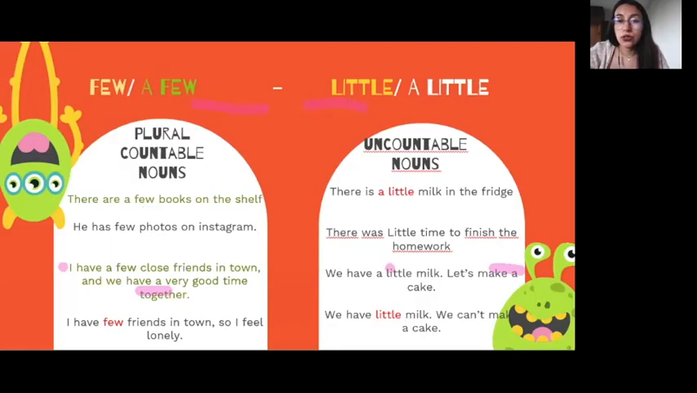The last two quantifiers, los últimos dos cuantificadores. It's few and a little. Few, a few, little, a little. So these are the other two quantifiers here. And the meaning in Spanish, its translation is the same thing again. Entonces aquí tenemos otros dos cuantificadores que se parecen mucho en su traducción, pero cada uno tiene sus funciones o sus usos.